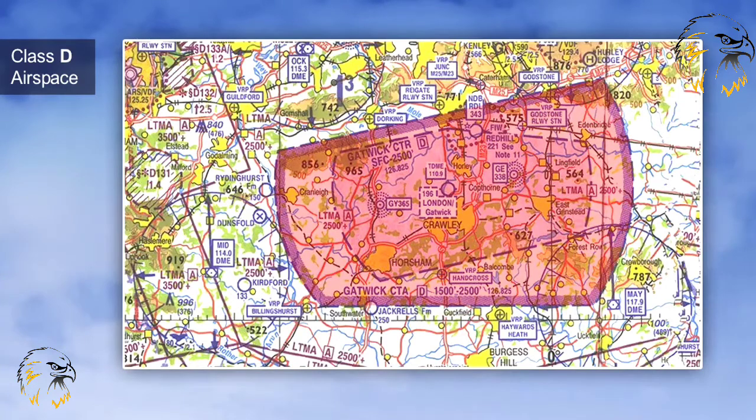Class D, IFR and VFR flights are permitted subject to ATC. IFR flights are separated from other IFR flights and receive traffic information concerning VFR flights. VFR flights receive traffic information about all other flights.